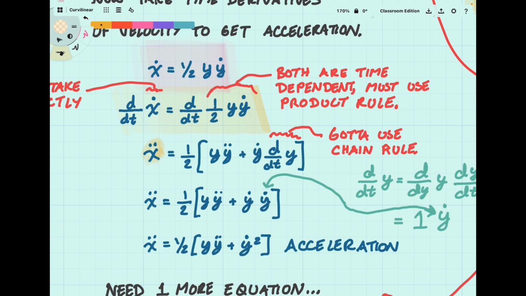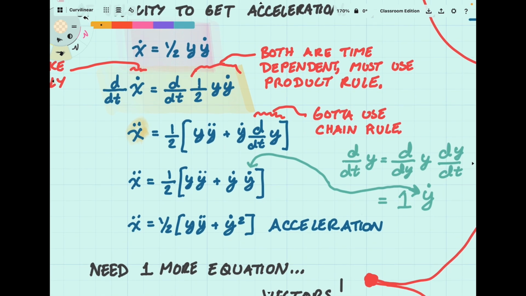In order to take that derivative, we have to expand that with the product rule. The product rule basically means you've got two functions that are dependent on a variable side by side. You take the derivative of the first function, multiply by the second function, and then you add the first function multiplied by the derivative of the second function. That's the product rule.